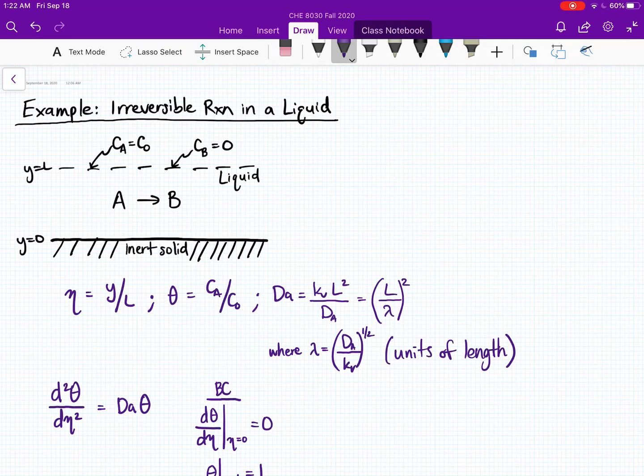So where I want to pick up is our example problem of an irreversible reaction occurring in a stagnant liquid film. In this particular problem, again, our liquid film was challenged with a constant concentration of A at the boundary y equals 0, and the liquid film was sitting on top of an inert solid, and what we had was the molecule A diffusing into the film. Inside this liquid film, it would then irreversibly react to form our product B.